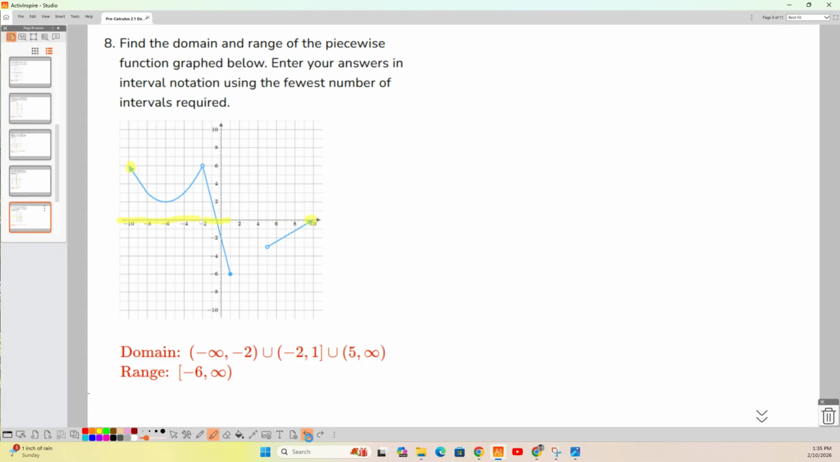Now for the range. So for the range, I see this arrow pointing up and this arrow pointing up. So I know that I'm going to go up to infinity. But the lowest y value that I see on the graph starts at negative 6 for the y, including negative 6 because this point has a closed circle. I'm going to go up.